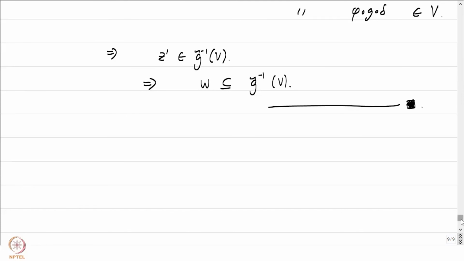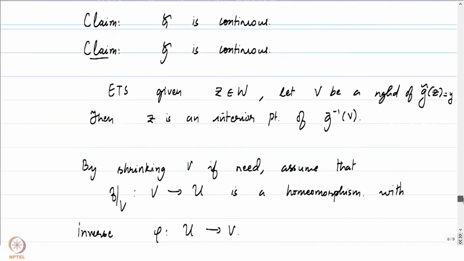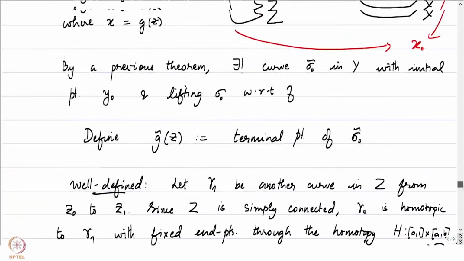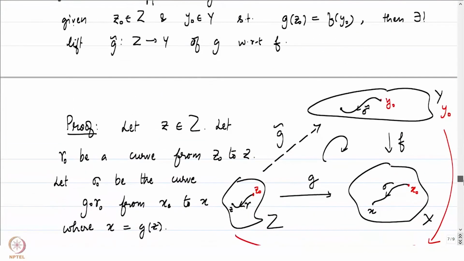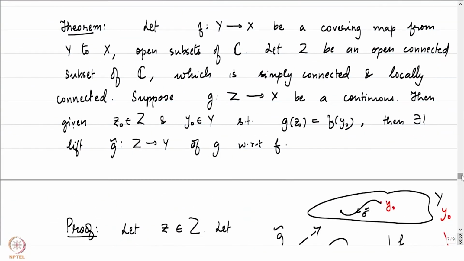And with this, we also established the fact that our map G tilde is a continuous map. So we have just proved that our lift is continuous, and therefore given any such map G, we will be able to talk about uniqueness. That has already been proved. We will be able to talk about a unique lift.